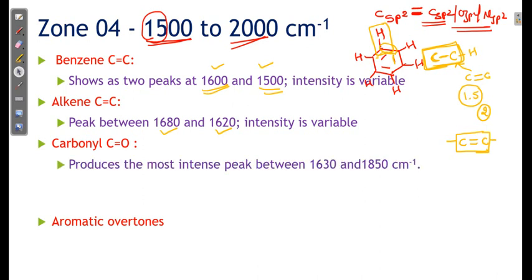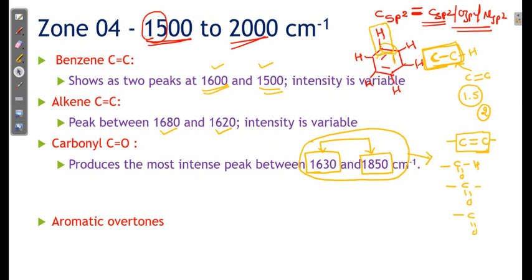That value we are getting from 1630 to 1850. We will also discuss these two ranges in detail today, because if we look at the carbonyl, there are so many functional groups: aldehyde, ketone, carboxylic acids, amide, ester, and anhydride. There are lots of them, and I will show you in detail.